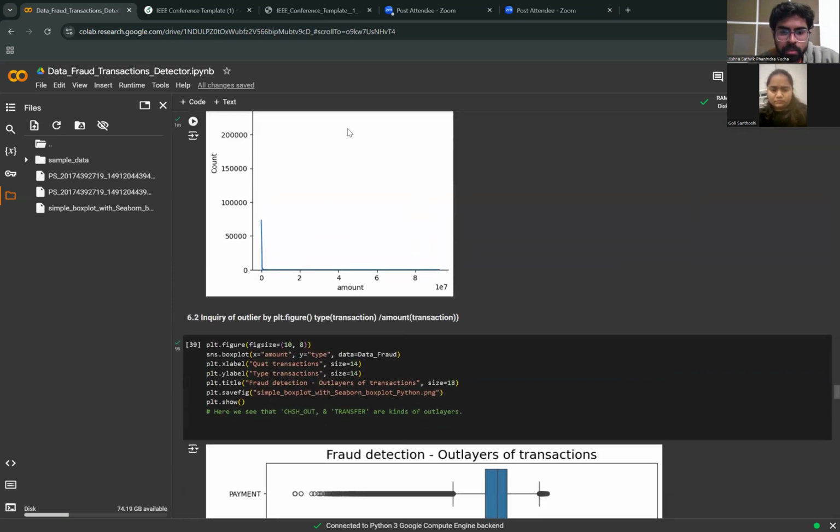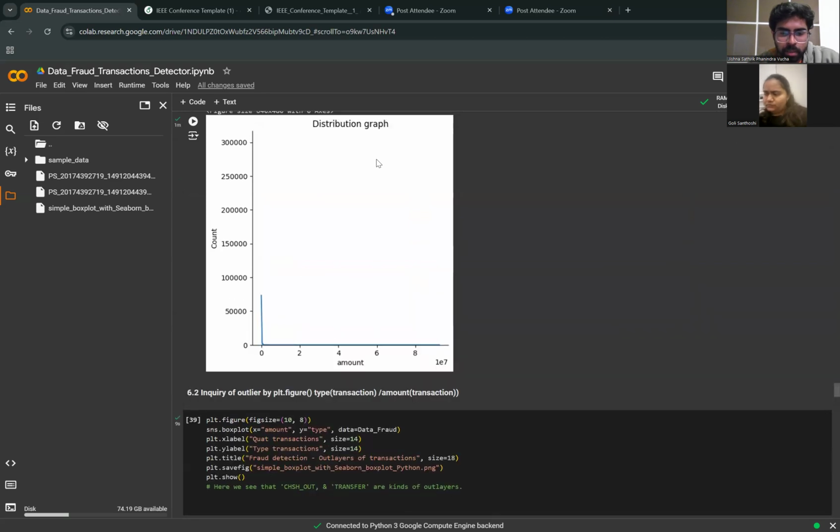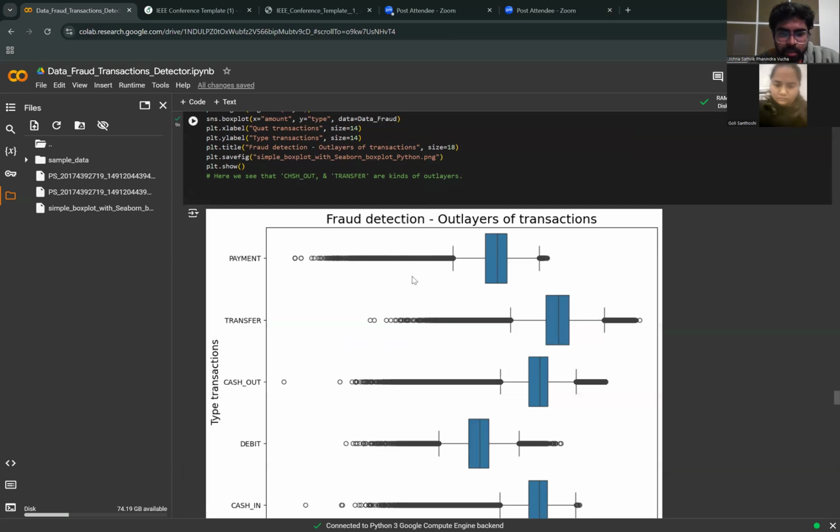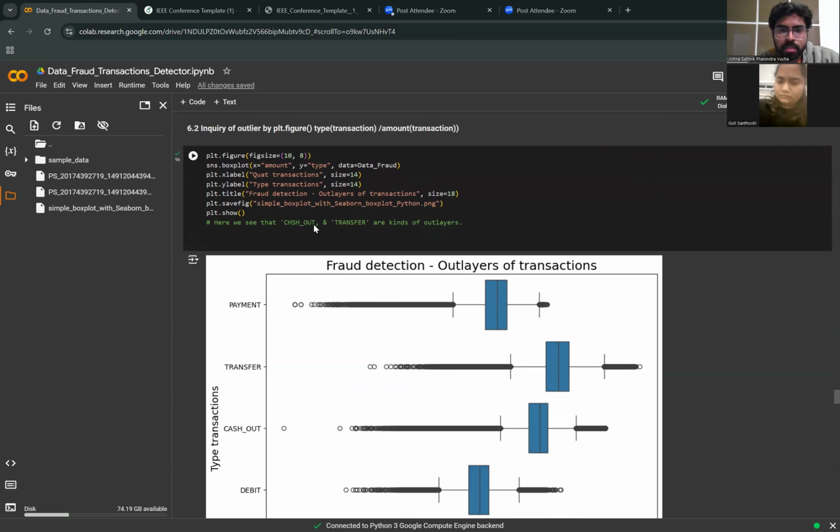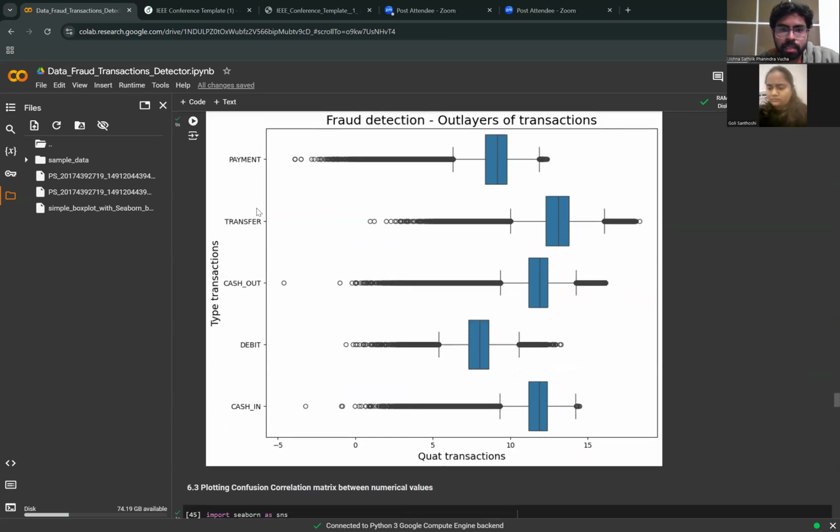The box plot helps to visualize the quartiles in the transaction types, where it shows the outliers within a certain range of the transactions. It can detect the fraud transactions among the transaction types like cash out, debit, transfer and payment, where the transfer can be seen in the outliers as the output.